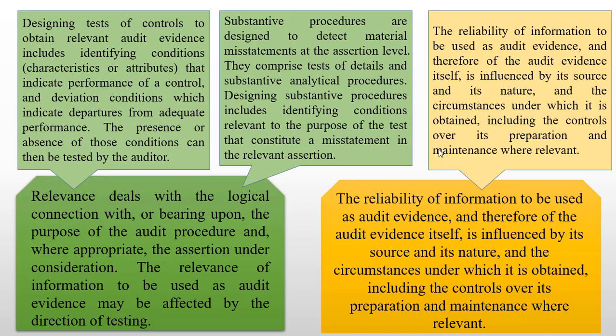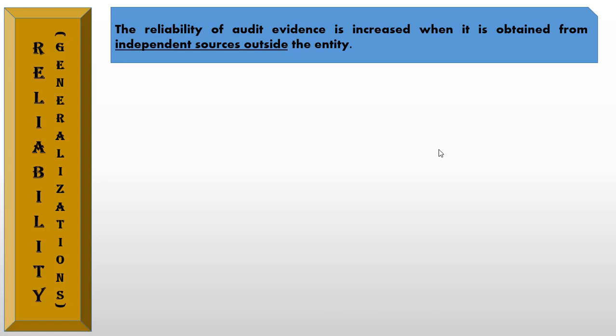Designing substantive procedures includes identifying conditions relevant to the purpose of the test that constitute the misstatement in the relevant assertion. The reliability of information to be used as audit evidence, and therefore the audit evidence itself, is influenced by its source. Now, talking about reliability, if we talk about generalization of the reliability of evidence, we will focus on sources. So the first one: the reliability of audit evidence is increased when it is obtained from independent sources outside the entity.